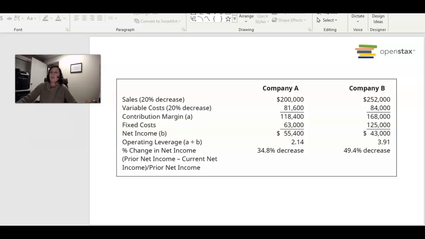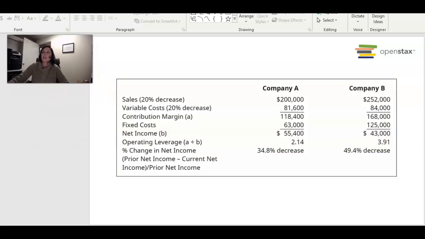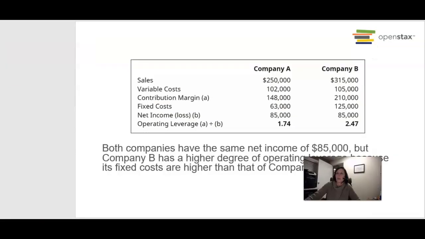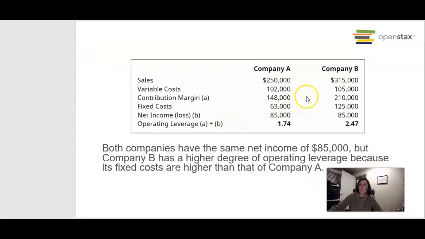And here's our example. Let me move myself here. And I just wanted to jump back to the original numbers here in our example before we look at how we're going to apply the changes. So you see company A 1.74, company B 2.47.